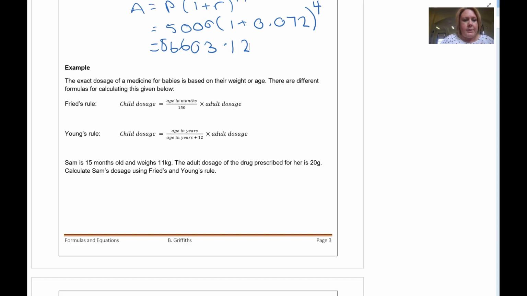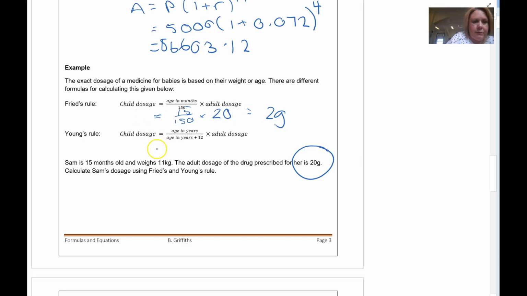So, if Sam is 15 months old and weighs 11 kilos and the adult dose is 20 grams, calculate using Fried. Well, I'm just going to come up here. Age in months, 15 on 150 times the adult dose, which is 20, and you'll get 2 grams.